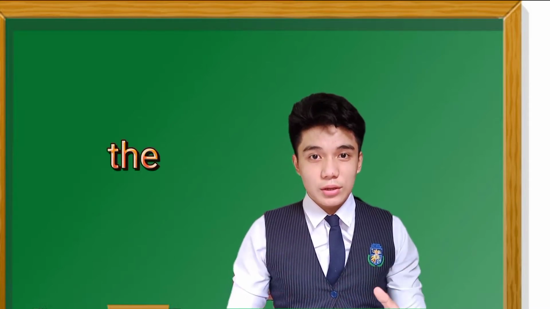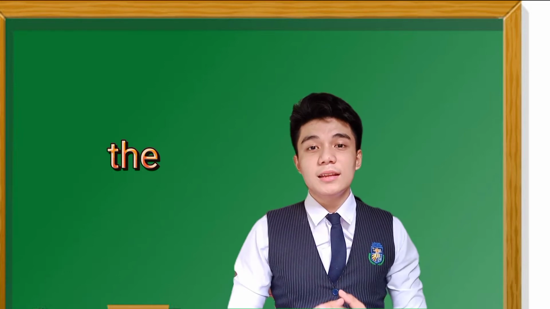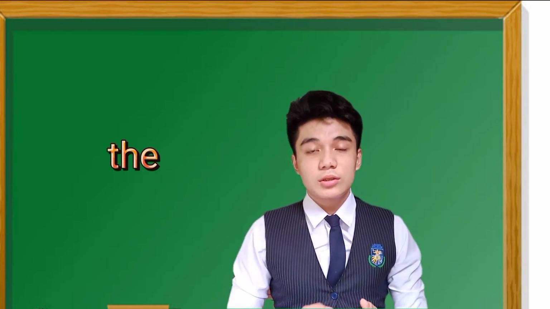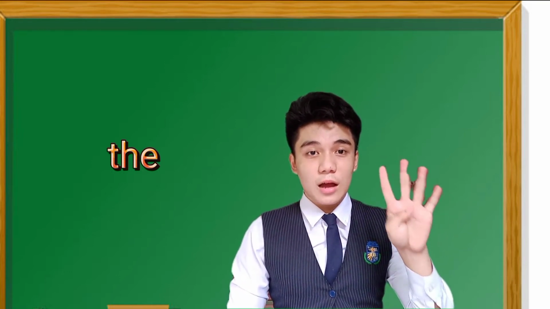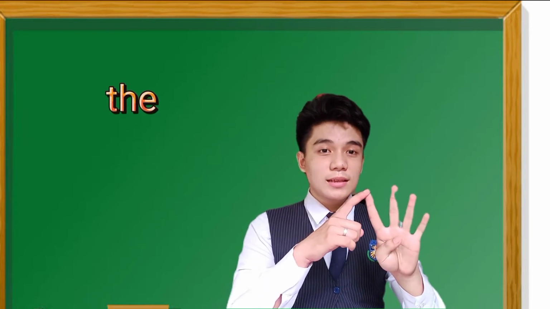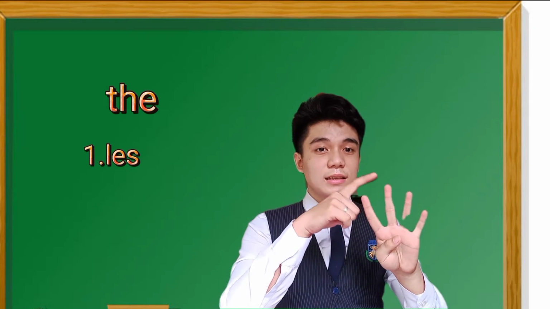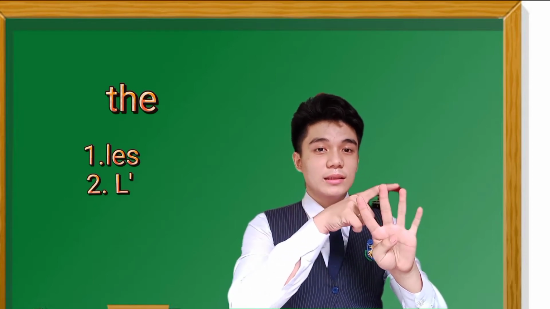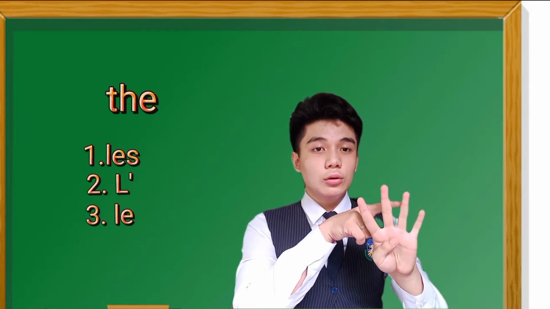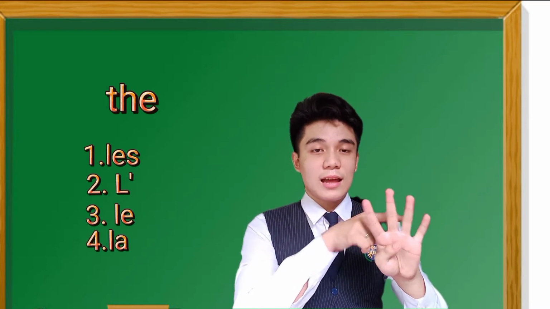So my dear HM, let's talk about the definite article. The definite article is the. Yes, it is THE in the English language. We have four definite articles. The first one is les. The second one is l'. The third one is le. And the last one is la.